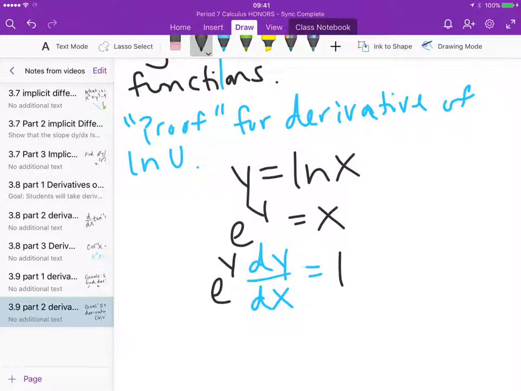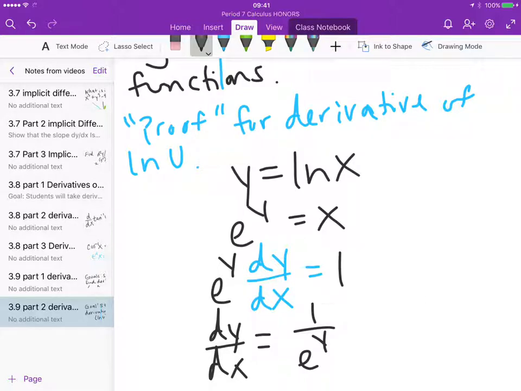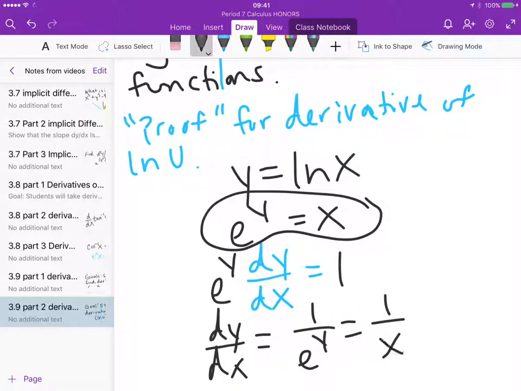And so to solve for dy dx, we can divide by e to the y on both sides, and we get 1 over e to the y. Well, if you remember correctly, we just said above that e to the y is equal to x. So this is really the same thing as 1 over x.